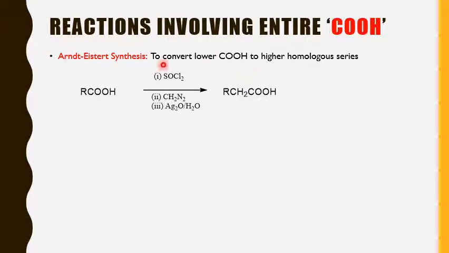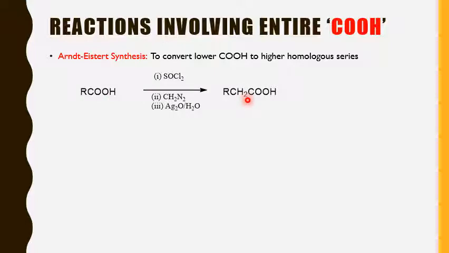This Arndt-Eistert synthesis provides one such process where lower carboxylic acids can be converted to higher homologous carboxylic acids. For this we need a 3-step process where the carboxylic acid reacts with thionyl chloride, followed by treatment with diazomethane, and then a selective oxidation with silver oxide, which results in the formation of a carboxylic acid with 1 carbon extra. You can see RCOOH, and here one CH2 is inserted between R and COOH, okay. So that means it is N carbon to N plus 1 carbon.